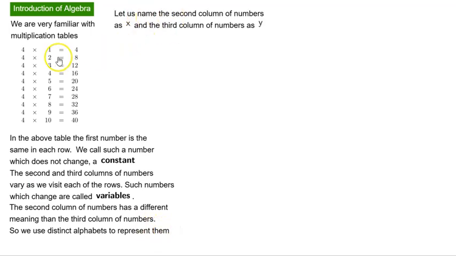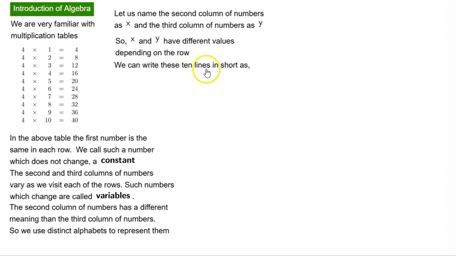So let us name the second column of numbers as X. We can use any alphabet, but generally in algebra, we tend to use X and Y more often. So let us name the second column of numbers as X and the third column of numbers as Y. So X and Y have different values depending on the row.